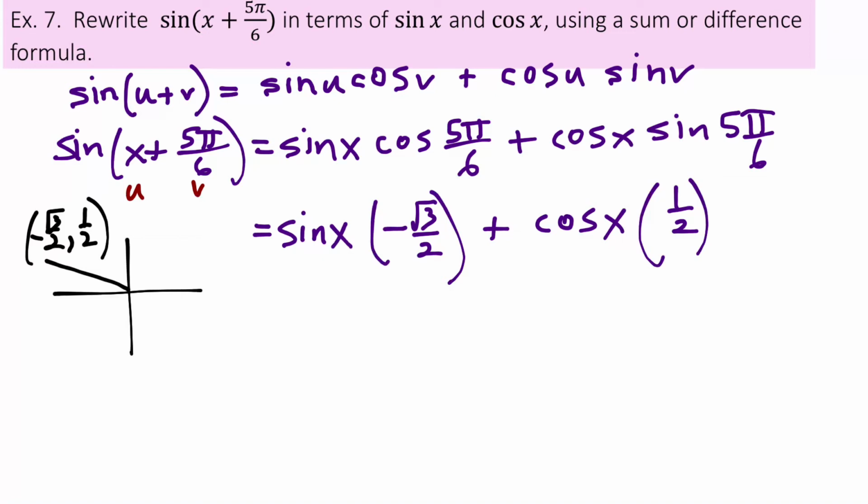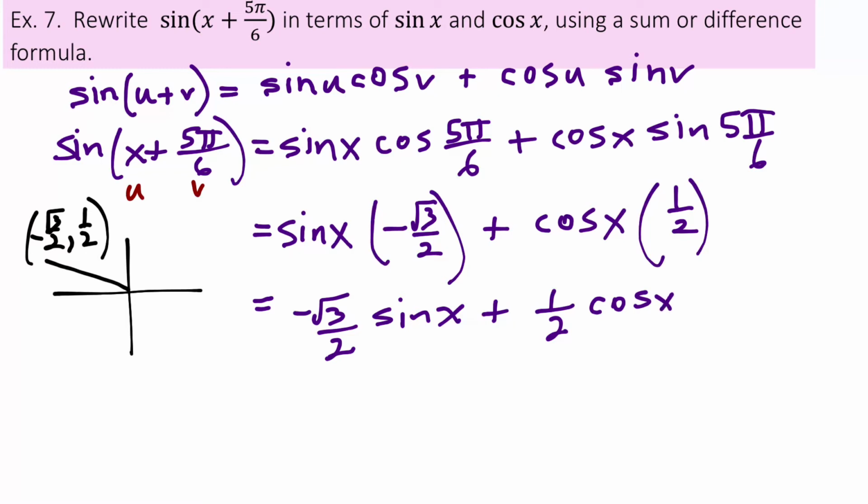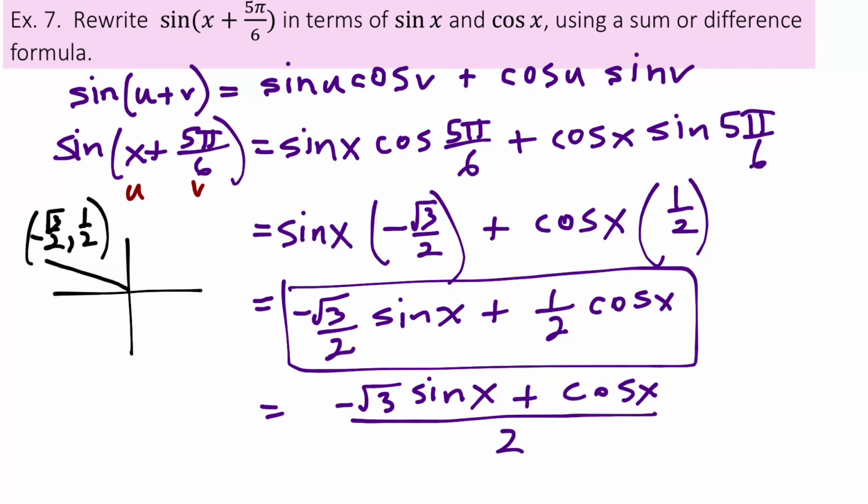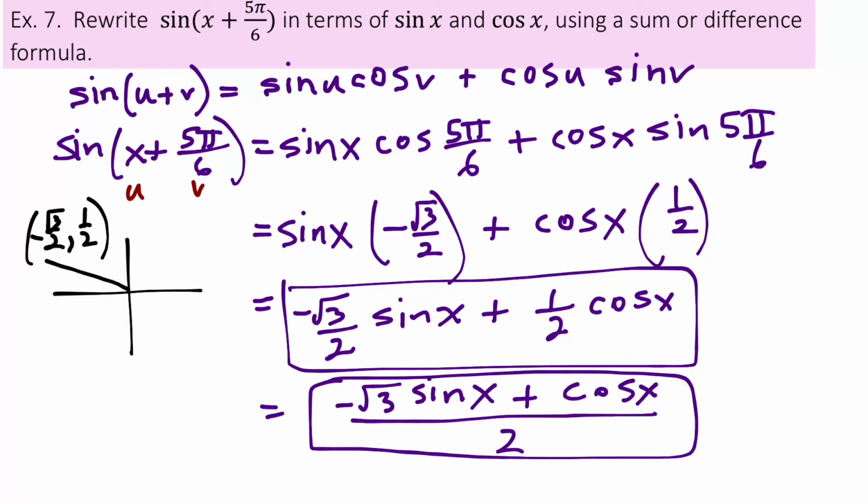All right, now let's just neaten this up a little bit. We'll put the negative square root of 3 over 2 in the front, and then the 1/2 times the cosine of x. So this form works. Another way you could write this is, notice that they both have a 2 as a denominator, so you could combine them over a single denominator, and that would be an equivalent form. So either way, this is what we want.